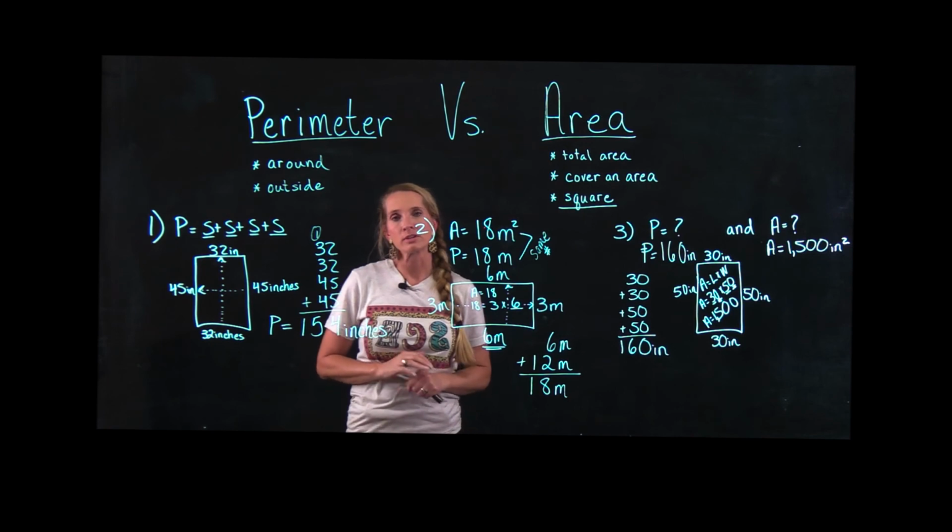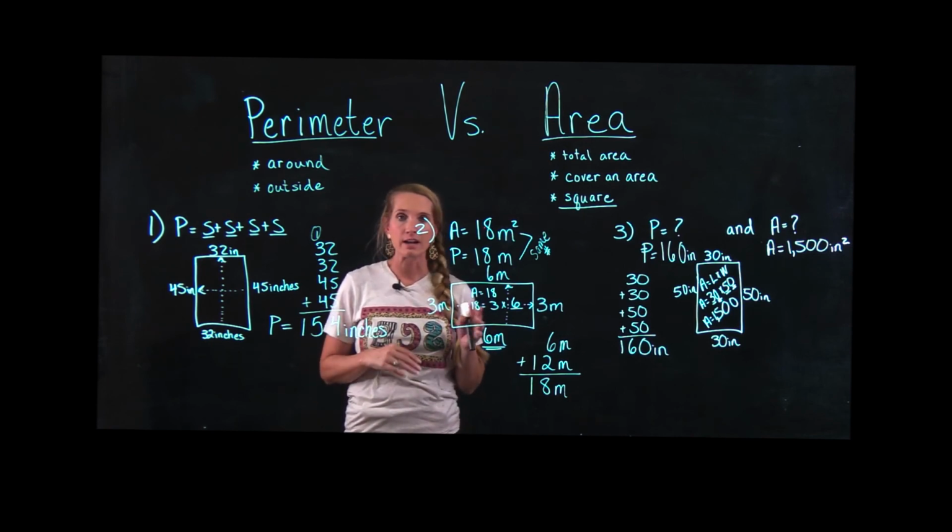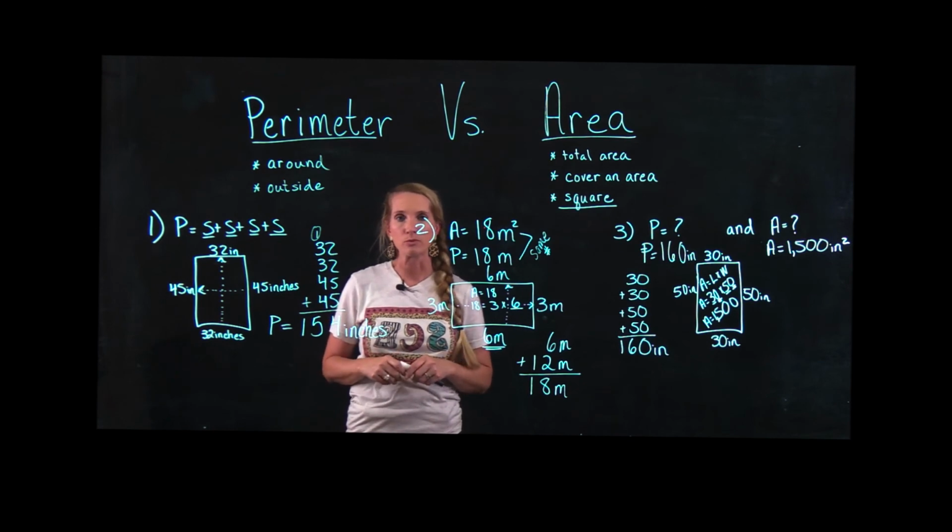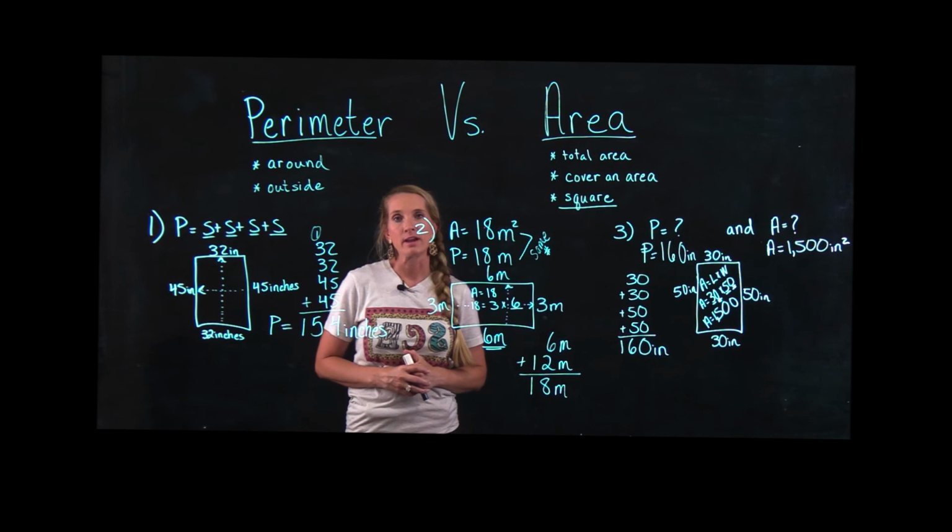Ms. Dyer has also assigned a perimeter and area, missing sides, missing length, kind of an all-in-one page on Google Classroom. So if you'd like to go and do that now while it's fresh on your brain, you may go ahead and do that.